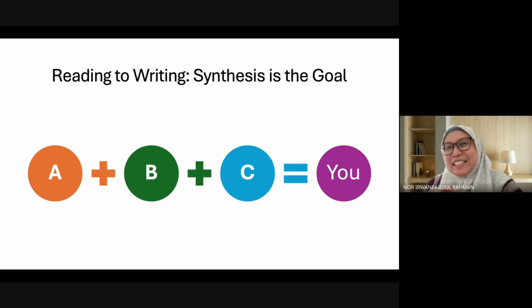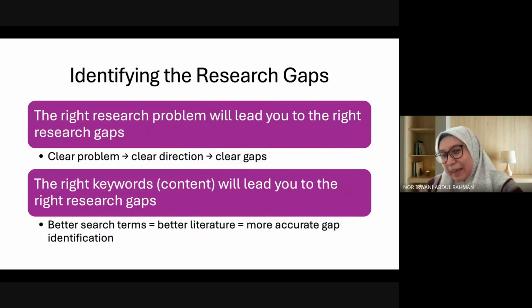This is the purpose, to ensure this is my topic, this is my area, this is my variable, the number of variables that I'm going to use in my study, and this is my theory that I'm going to use to support my study. This is the main purpose. So how to identify the research gap? Everything starts with the problem. Clear problem, clear direction, clear gaps.